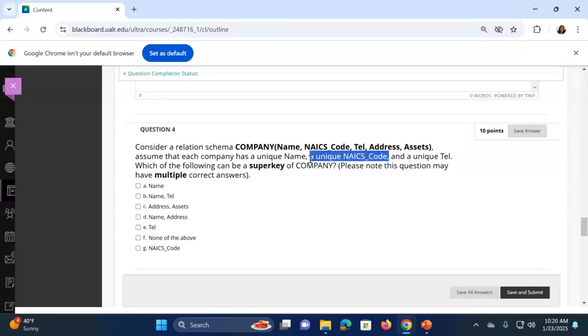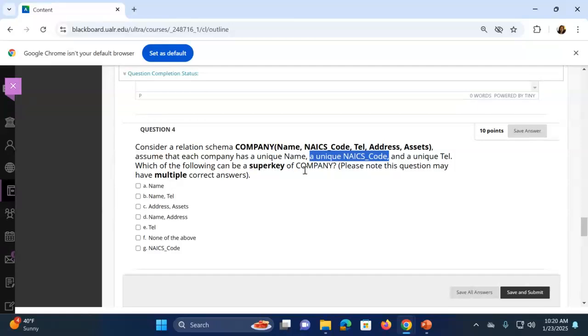So this code is not unique. This code is used to represent the type of business a company is in. It's possible several companies may have the same type of business, right? So the NAICS code is not unique. But anyway, the name and telephone number should be unique for each company. So then what can be the super key?